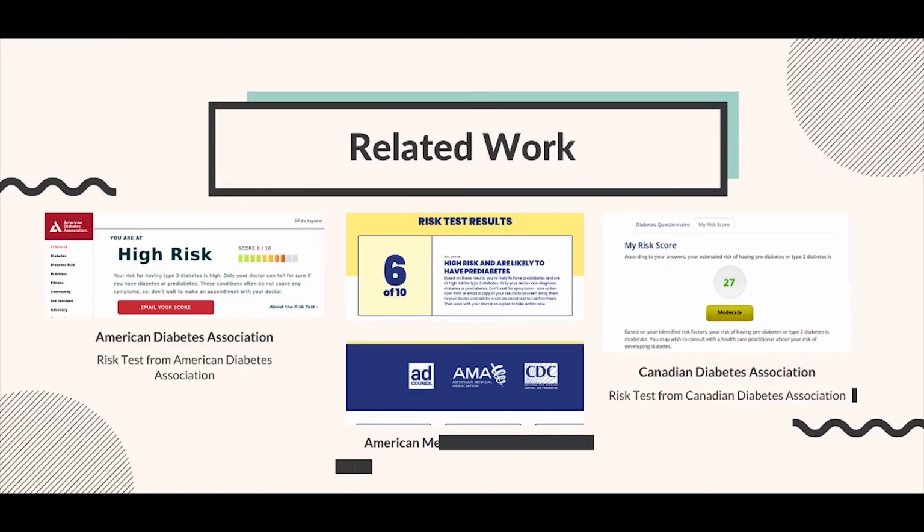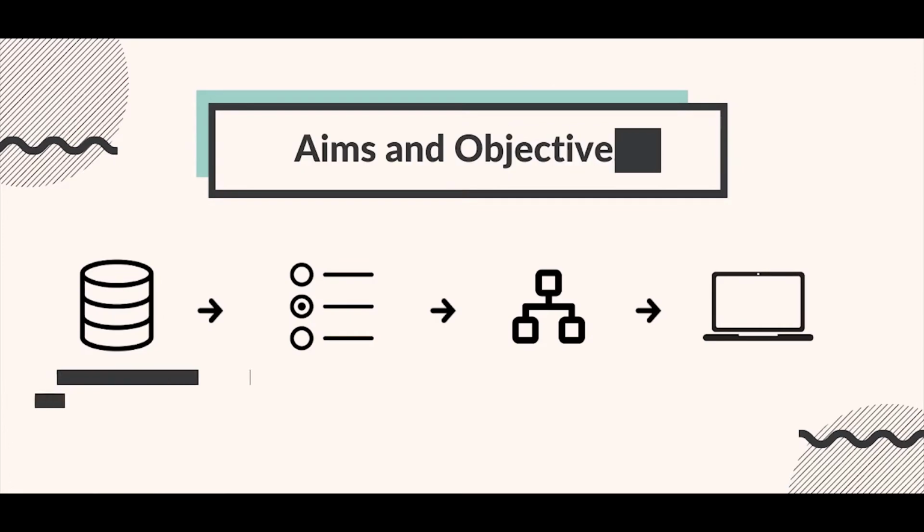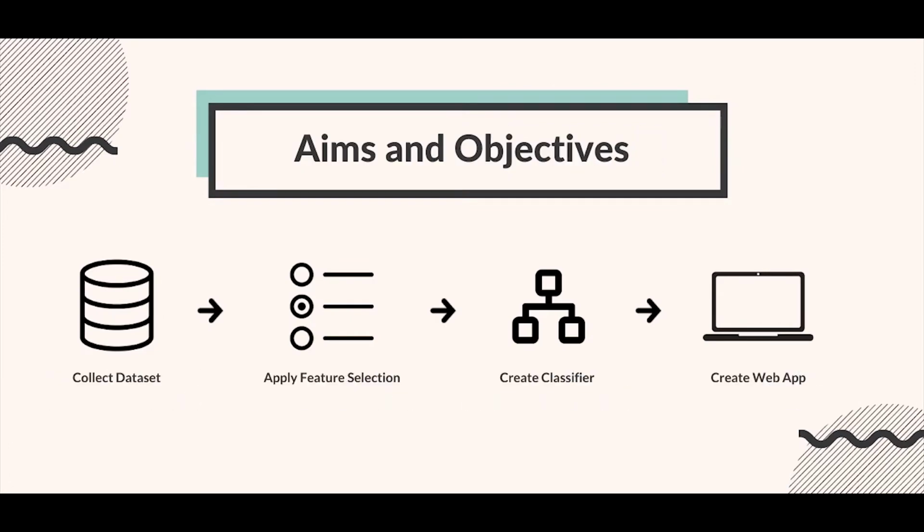So there are diabetes early prediction systems in America and even Canada, but there is none in Pakistan. We'd be the first to create a prediction system which will output the possibility and the risk level of a person being diabetic or not. Our aim for this project is to create an early prediction system that will create awareness among people about their sugar intake. The objectives are as follows on your screen.